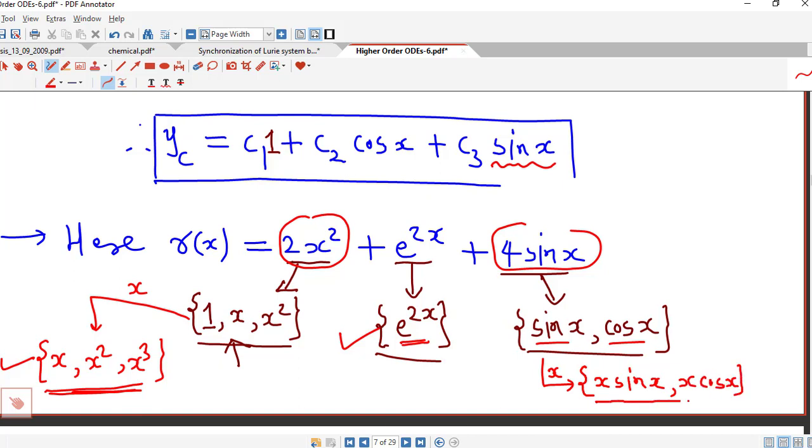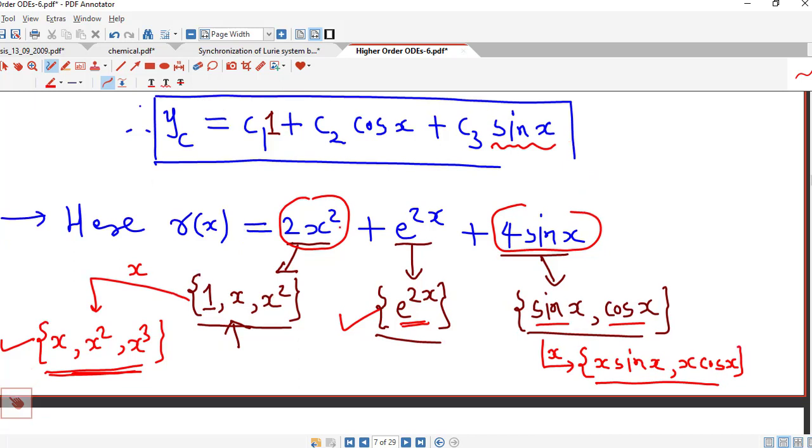Now there is no member of this family present in the complementary function. So whenever more than one function is in the union, first we have to write their corresponding families, then we have to check whether any member of each family is present in the complementary function or not. If a member of some family is present in the complementary function, then we will modify that particular family by multiplying with x, as we have modified these two families, and we will keep other families as they are, and we will take the union of modified families.